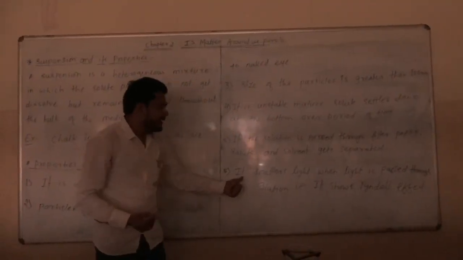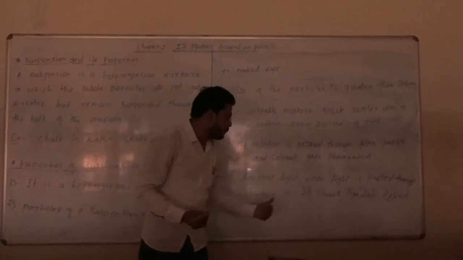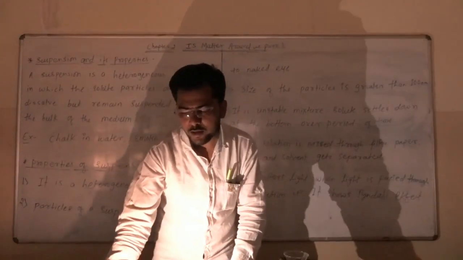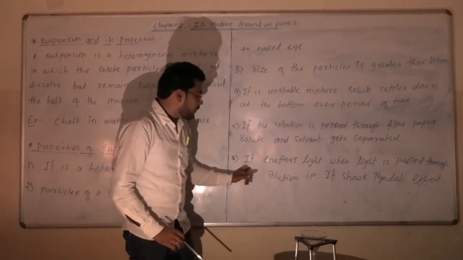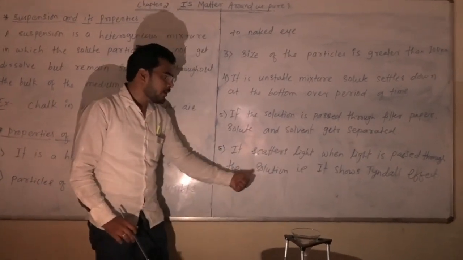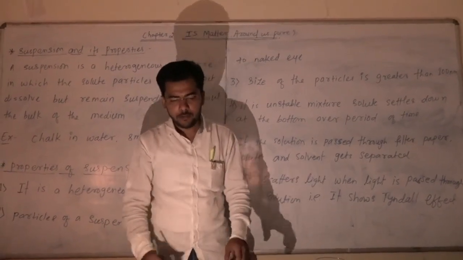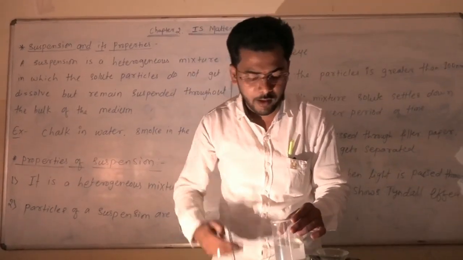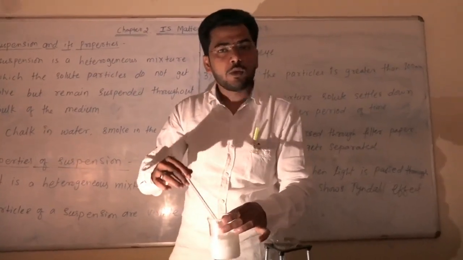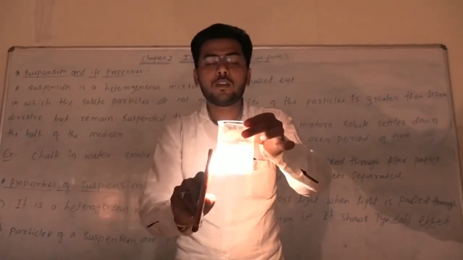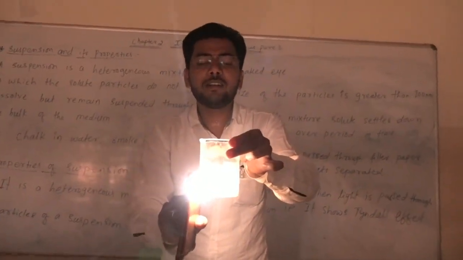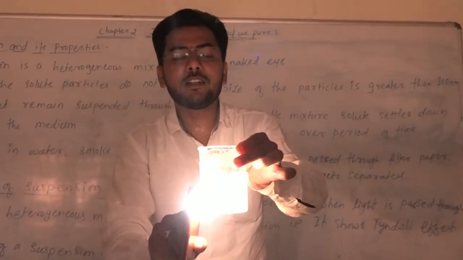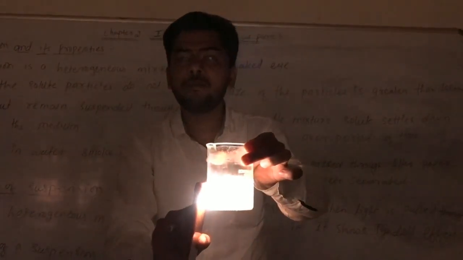And the last property: it scatters light when light is passed through it, that is, it shows the Tyndall effect. With the help of an activity we see this Tyndall effect. Once again I am going to show you the Tyndall effect. But a solution does not show the Tyndall effect. See, the beam of light is scattered by the particles and they are visible in it. Are you able to see the particles moving?